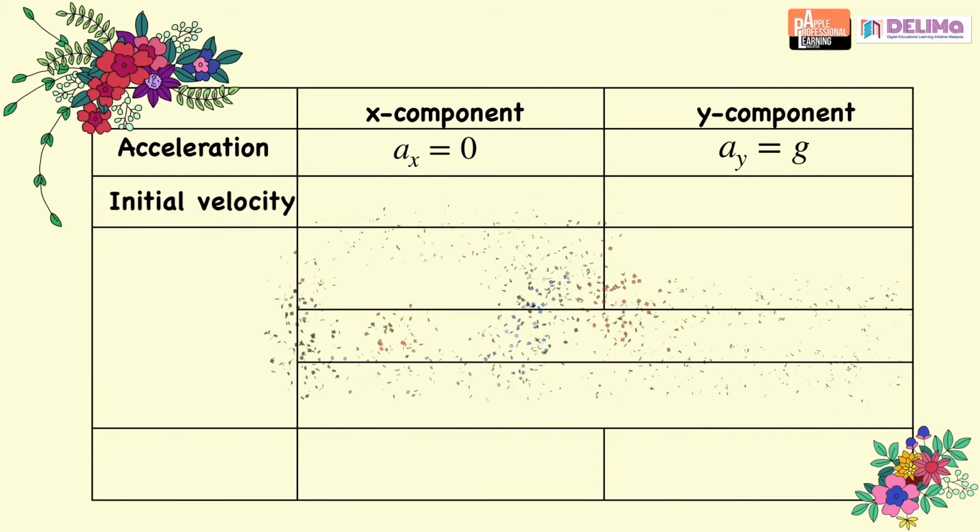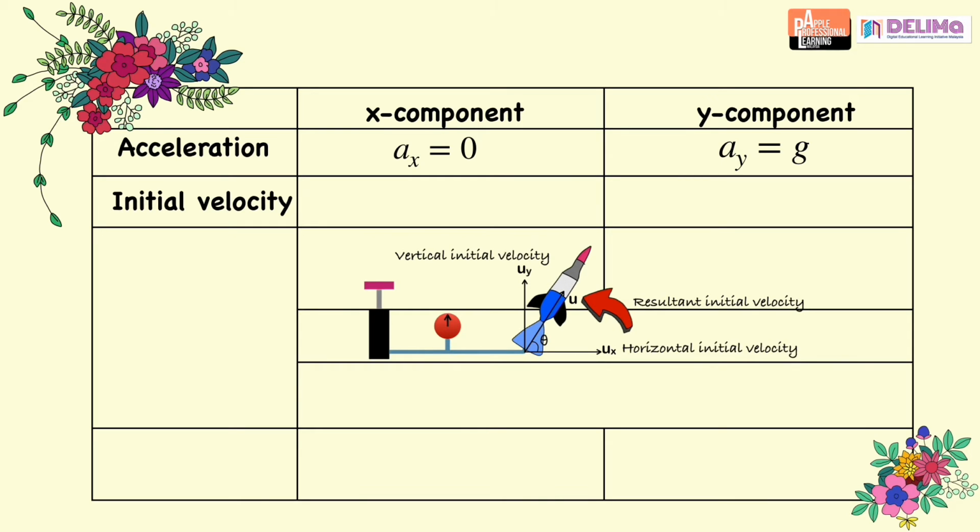The second physical quantity is initial velocity. Horizontal initial velocity Ux equals u cos theta, while vertical initial velocity Uy equals u sin theta.